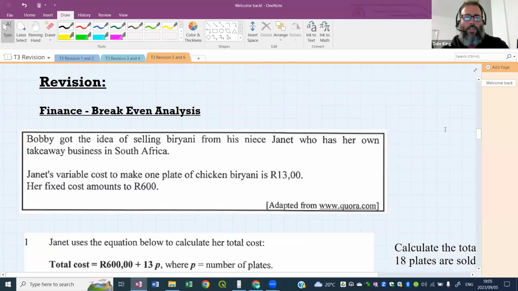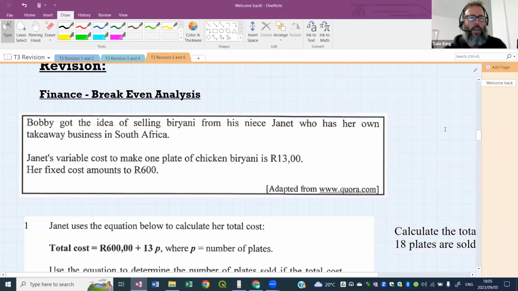Here is our first contextual scenario. Bobby got the idea of selling biryani from his niece, Janet, who has her own takeaway business in South Africa. So he's selling the biryani through his niece. Janet's variable cost to make one plate of chicken biryani is 13 Rand. Her fixed cost amounts to 600 Rand. So this is talking about the costs to make the biryani.